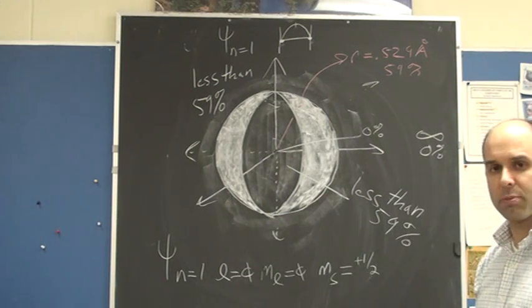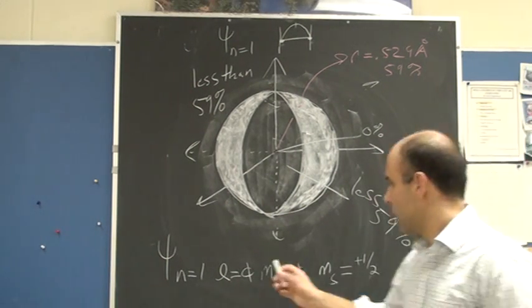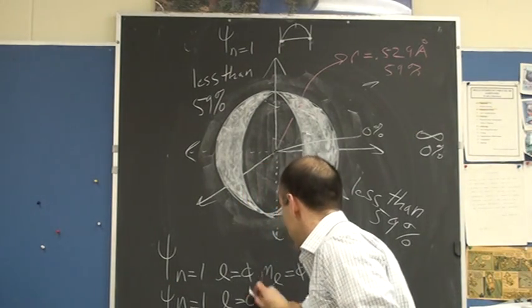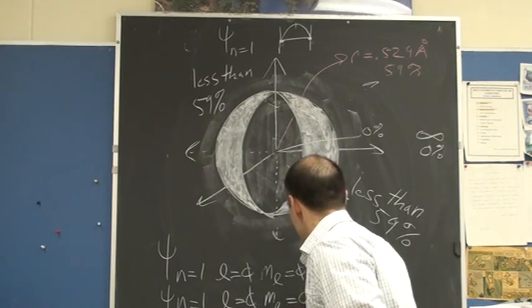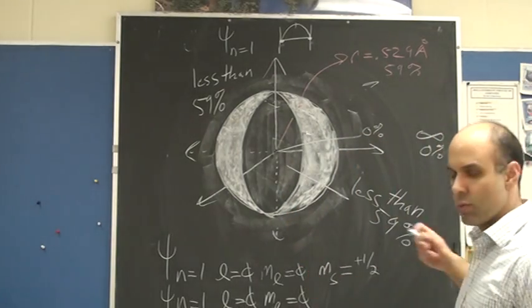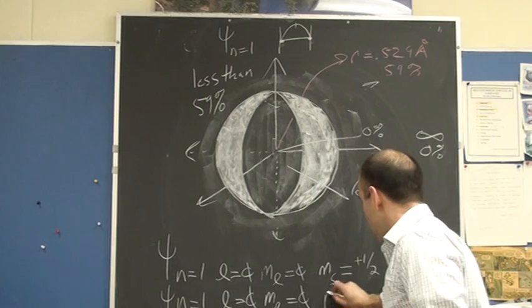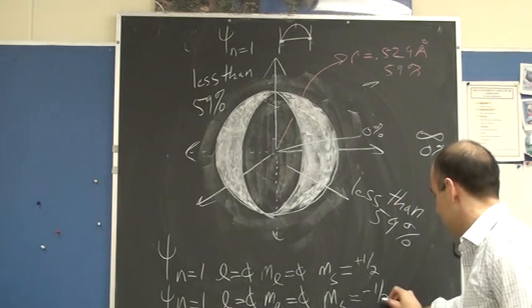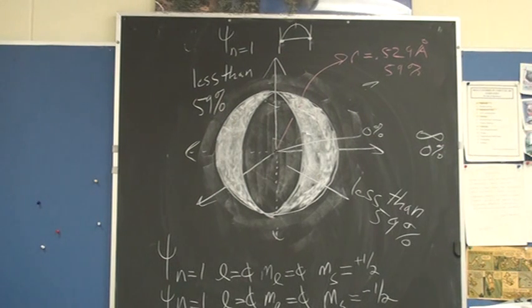Now, here's where things begin to get kind of weird. Suppose I want to graph the first 3 quantum numbers the same, but I want to now do it for an electron that has the opposite spin. Well, as it turns out, the graph looks exactly the same.